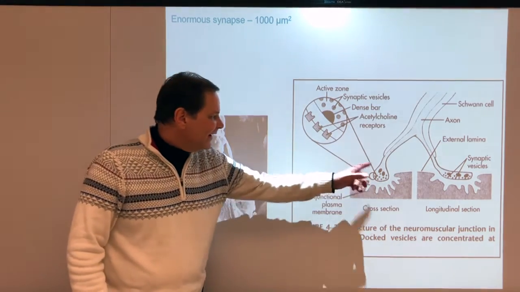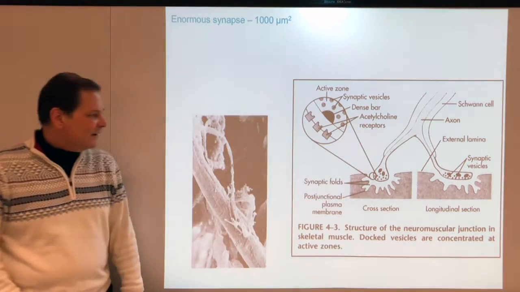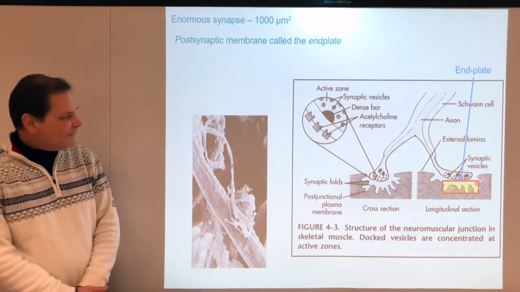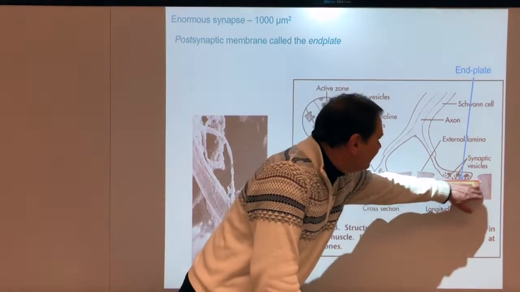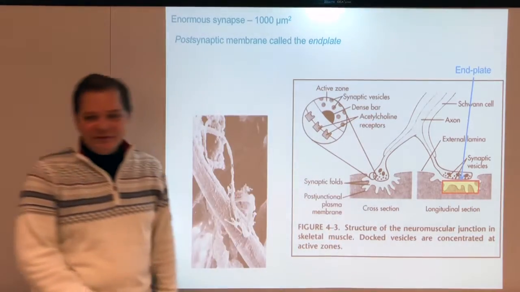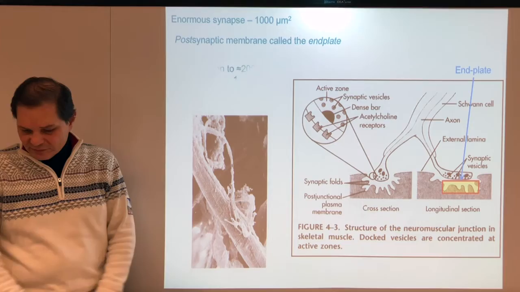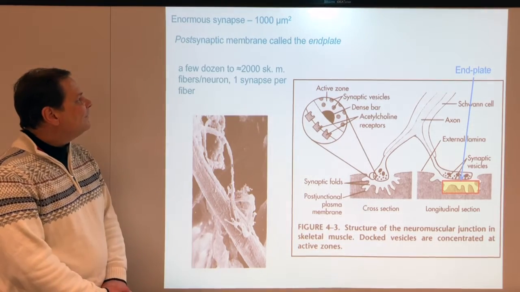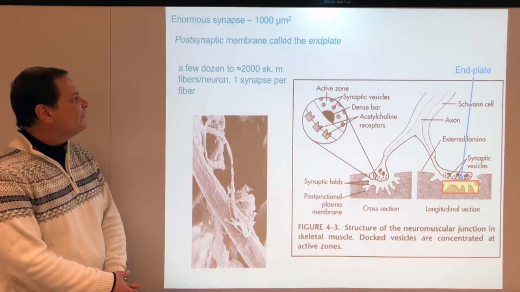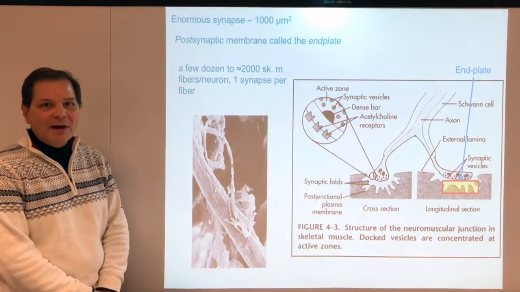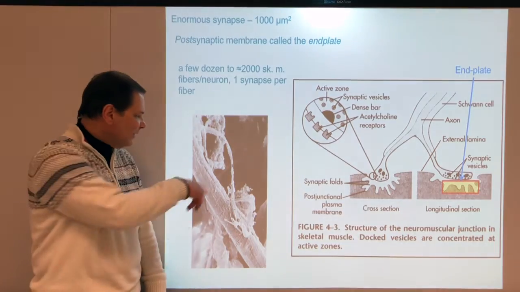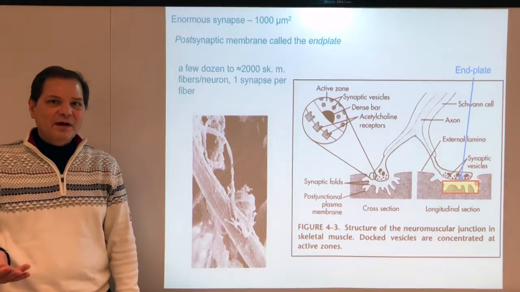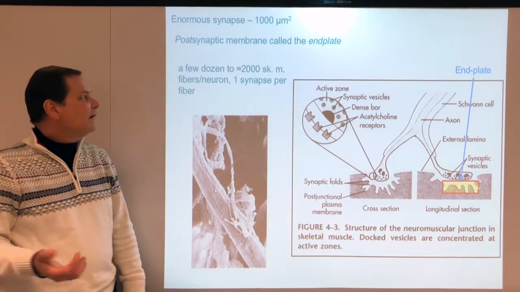And of course, this is an idealized drawing here. The postsynaptic membrane, the skeletal muscle, is called the end plate. It has a special name, and it is quite large, okay? And there are a few dozen to about 2,000 skeletal muscle fibers per neuron, and the neurons usually creep along and synapse with individual muscle cells, one synapse per fiber.